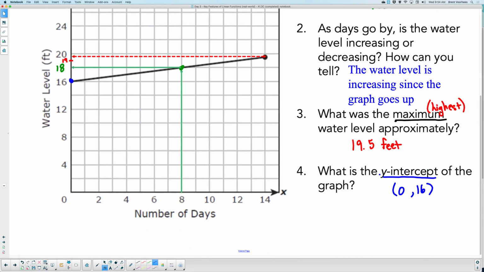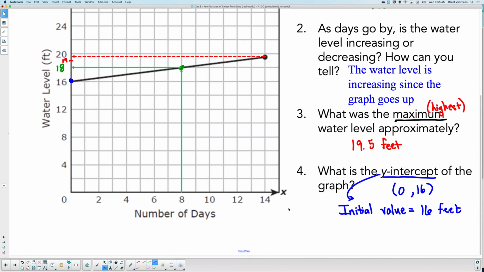Do y'all remember the other name they could have used instead of y-intercept? Initial value. I bet whoever made this test question, after giving it for a year and receiving feedback, would change that from y-intercept to initial value, because that's what they usually use in real world. What's the initial value? Would you still say 0, 16? If they said initial value, what would you say the answer is? 16. And we would put the word feet after it. 16 feet. That would be the best answer right there. I think they would redo the question like that.